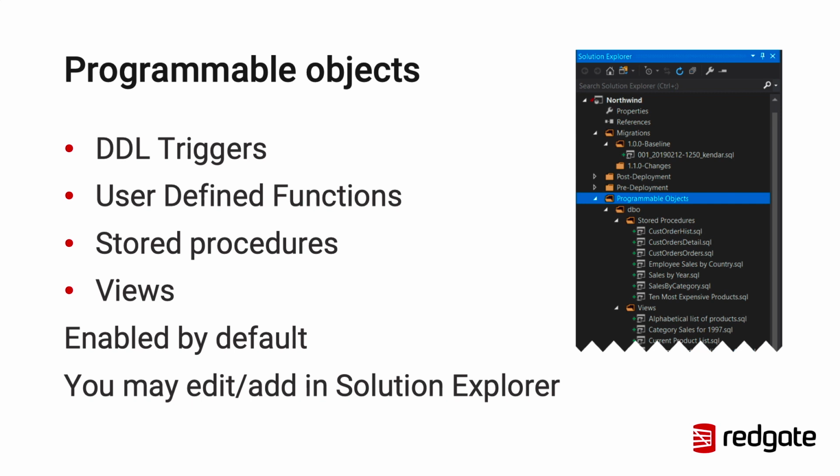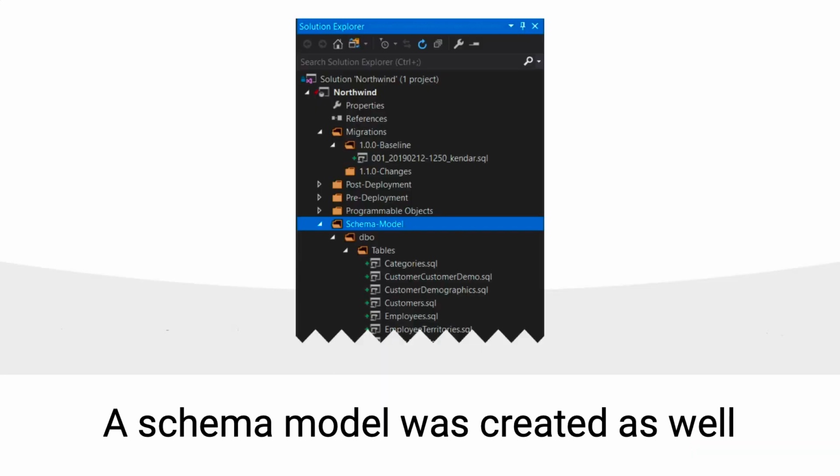This feature is enabled by default. You can disable it, but I think it's super handy for seeing, hey, what is the state of my database? When you're editing a programmable object, what we're going to do is, right there in Solution Explorer for an existing one, we are just going to open it up and make some edits to it. We also have schema model.